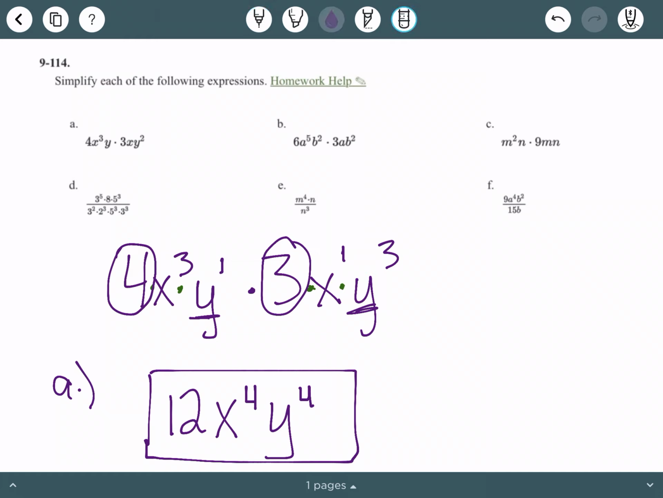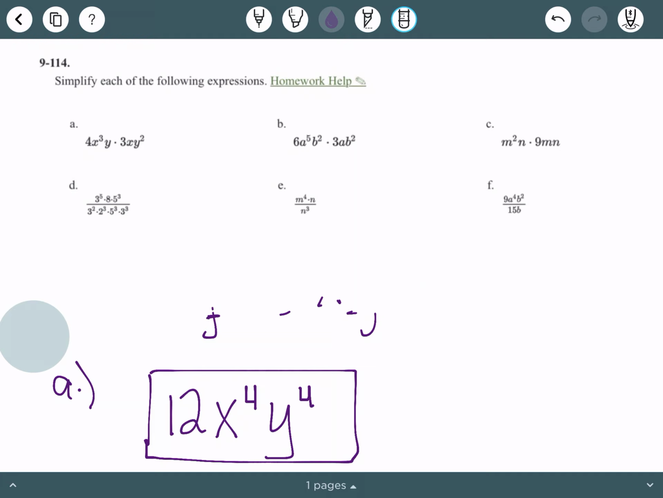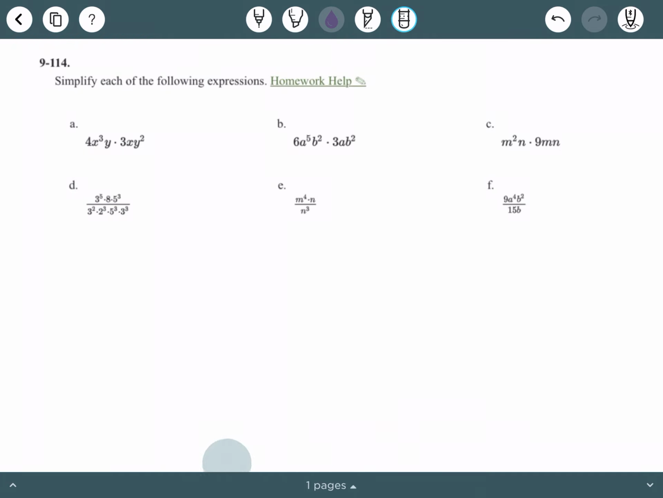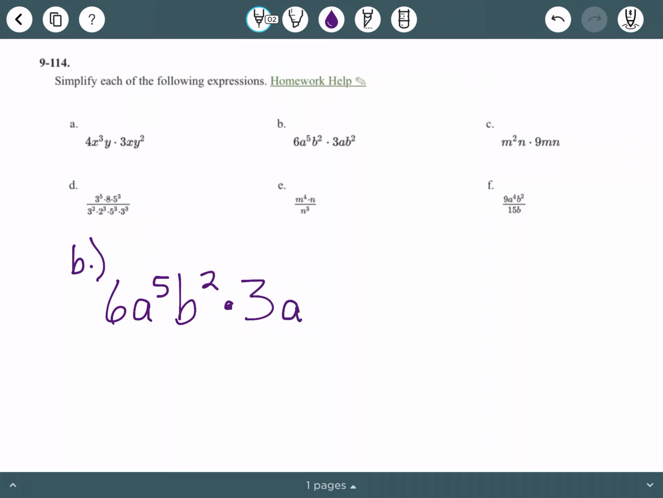And we'll go ahead and take a look at part B now. So part B, we have 6a to the fifth, b to the second, times 3a, b to the second. Now remember, if you want to draw in little multiplication symbols between each of these terms to help, you can absolutely do that. You don't have to though.